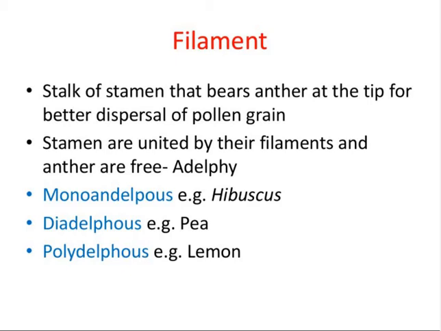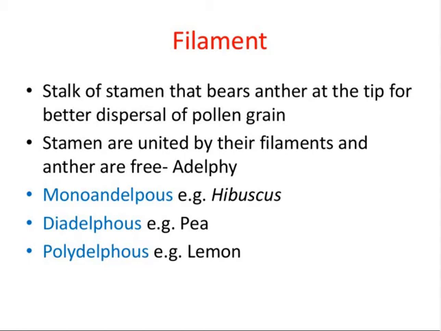Normally a flower will contain multiple stamens. If the stamens are united by their filaments into a single unit while the anthers are free, look at Malvaceae, the hibiscus. In Malvaceae all the stamens are fused to form a tube. At the top of the tube you can see small filaments bearing stamens. The filaments of the stamens are fused.